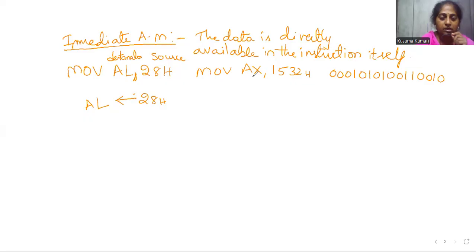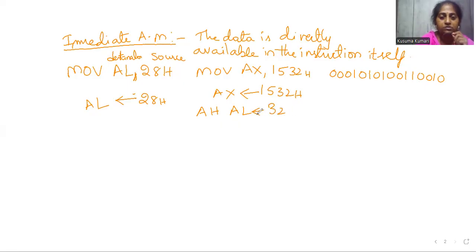Because the AX register is 16-bit, that's why this 16-bit number is transferred. So the source is the 1532 hexa number. This is one immediate data, and that immediate data is transferred to AX. Already in the previous video I told you, AX is a combination of AH and AL. So here in AL, the 32 is transferred.